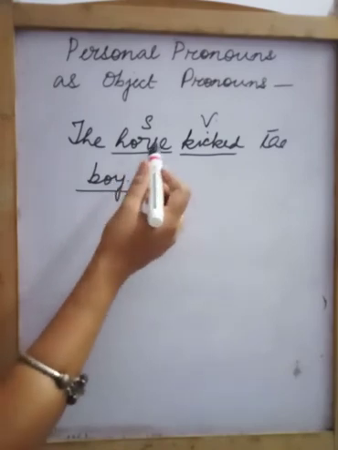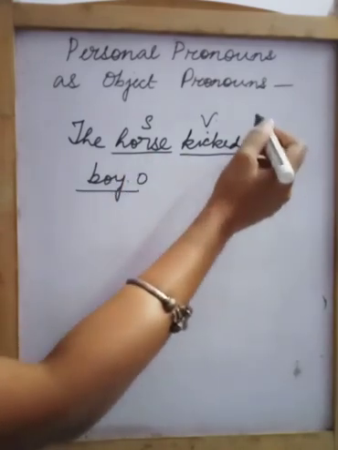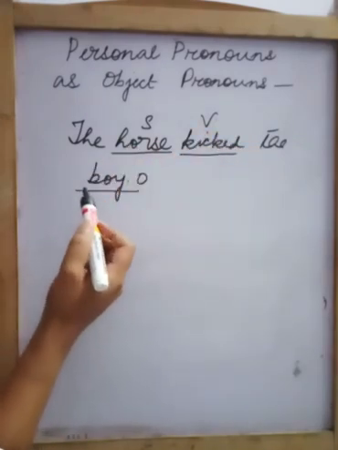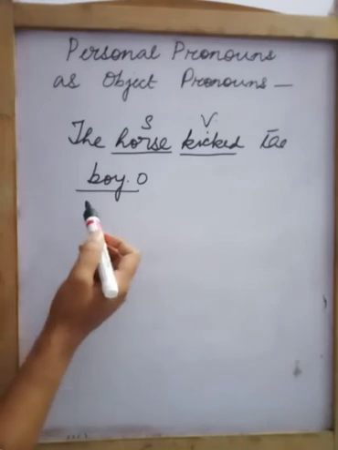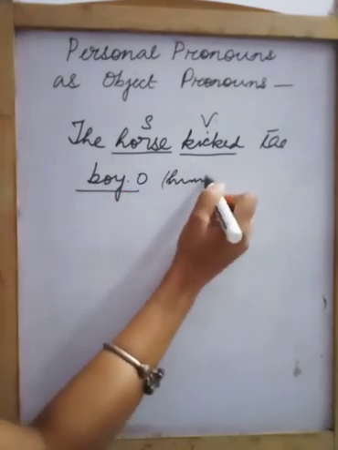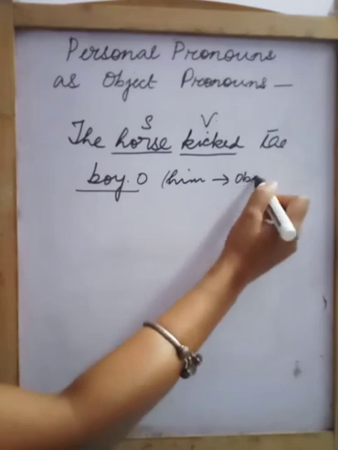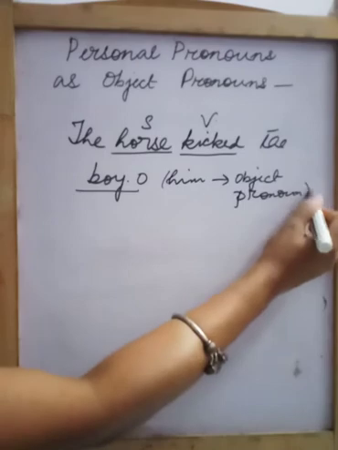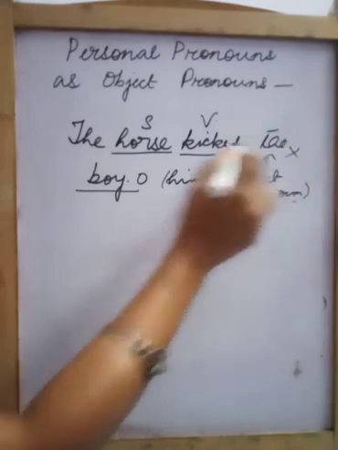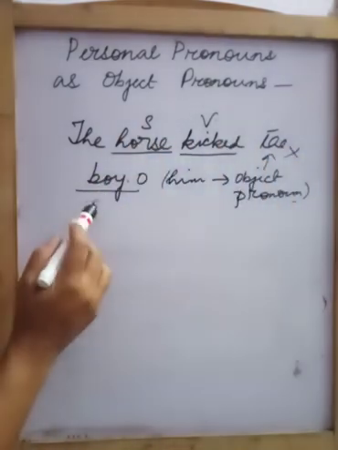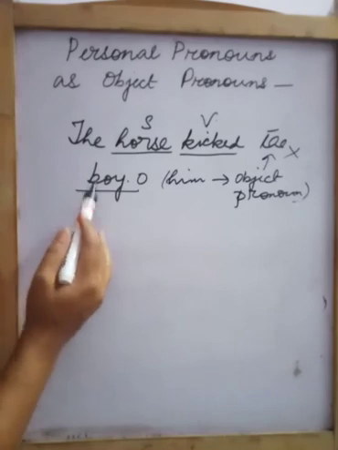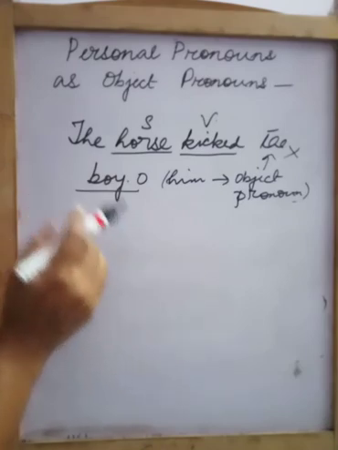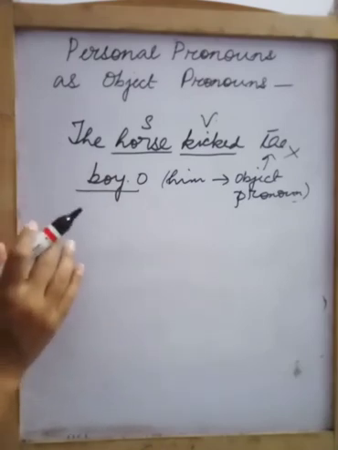Say, had I written "the horse kicked him" instead of "the boy", we don't need "the" here, then it would have been "him". It would have been an object pronoun. Then in that case, we did not have to write "the" here: the horse kicked him. But as we have written "boy", it is a common noun: the horse kicked the boy. Isn't it clear? So this way you have to identify the subject pronoun and the object pronoun.